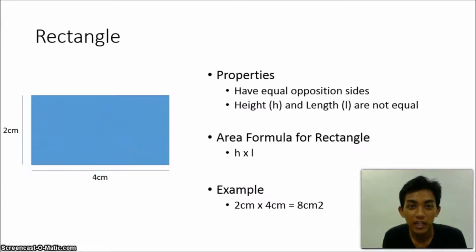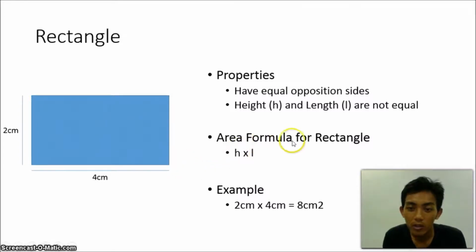Now let us proceed to the rectangle. This is the basic shape of the rectangle. Now the properties of the rectangle is that it has equal opposite sides, meaning this side and this side are equal, this side and this side are equal, but this side and this side are not equal because this side isn't opposite to this side, meaning its height and its length are not equal, different from the square.